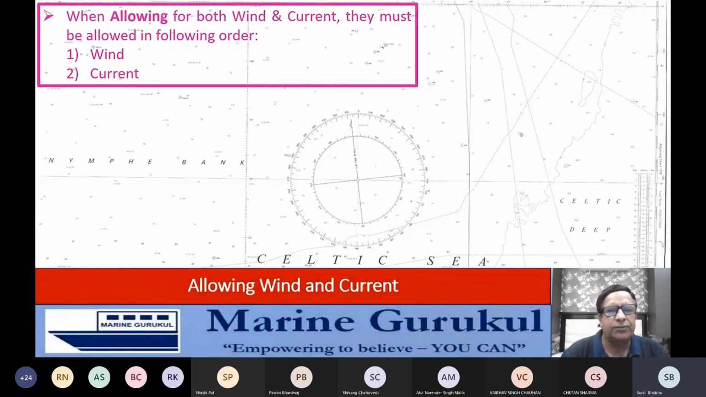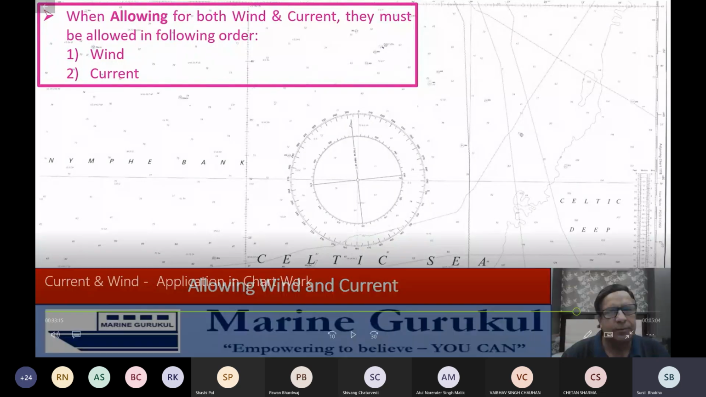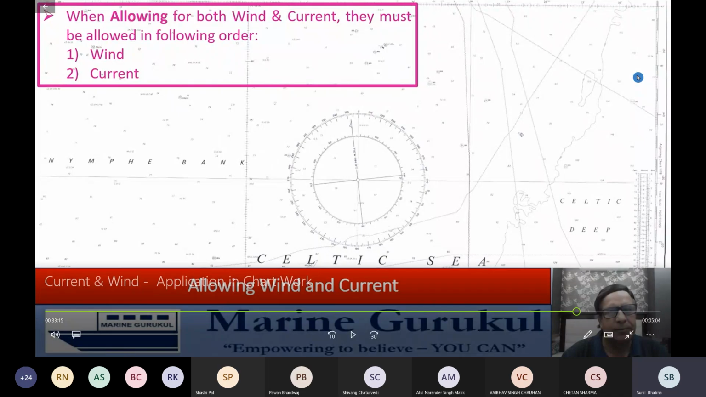There are a few questions we need to ask ourselves before we proceed with the plotting. Question number 1, is it allowing for or counteracting? If CTS is given, CMG is to be found, it is allowing for. And if CMG is given, CTS is to be found, it's counteracting. So counteracting and allowing is clear in your mind now? Yes, sir. Okay, very good.